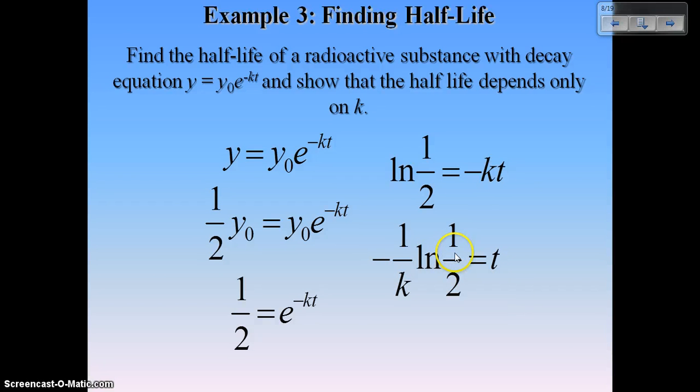Remember, 1/2 can be written as 2 to the negative 1. And that negative 1 on the 2 can be brought out front. And that's why we now have a positive: natural log 2 over k. And you see, then, the half-life t does only depend on k, because natural log 2 is a constant. So there are no other factors that play into the half-life of an object.